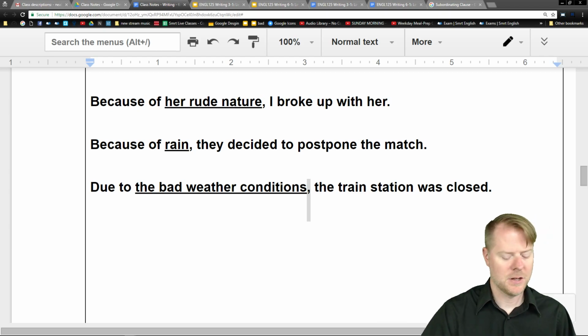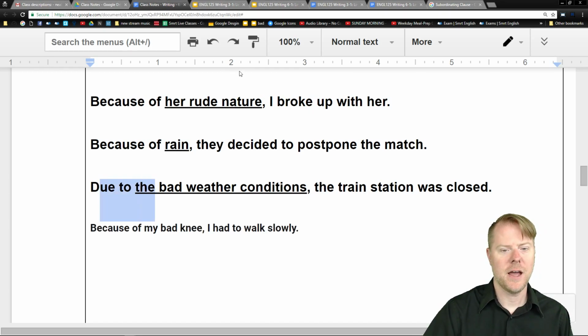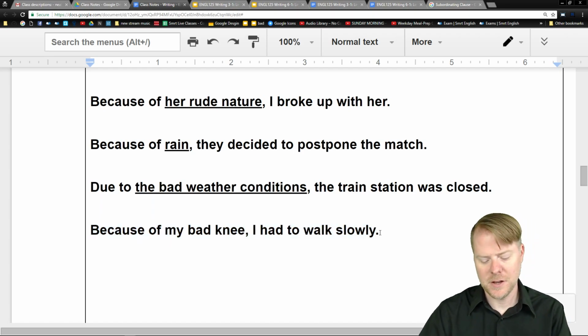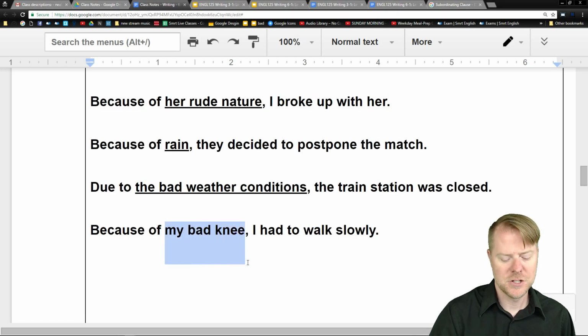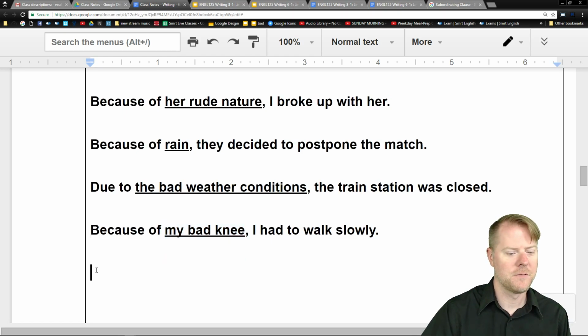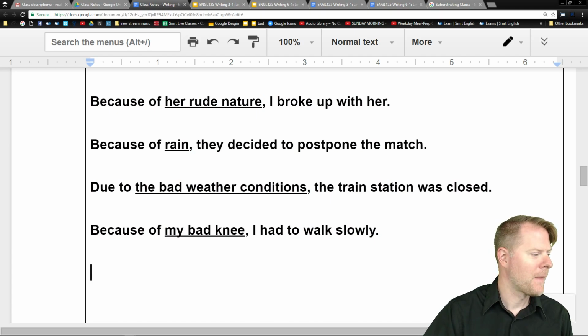JB, there's a good because of. Because of my bad knee, I had to walk slowly, and good use of the comma there. The comma after the linking device, and again, just a noun phrase. Remember, no verb there.